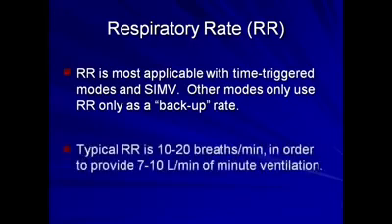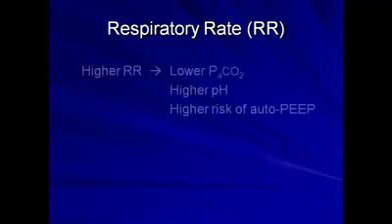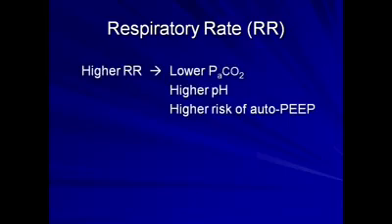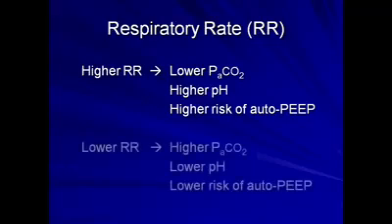Typical respiratory rates are 10 to 20 breaths per minute in order to provide 7 to 10 liters per minute of minute ventilation. Higher rates result in lower PaCO2s and higher pH, along with a higher likelihood of autopeep, predominantly due to decreased expiratory times. However, there are circumstances such as ARDS where increased minute ventilation might be better achieved through higher rates rather than higher tidal volumes. This is also discussed more in the next lecture. Lower respiratory rates result in the opposite effects.